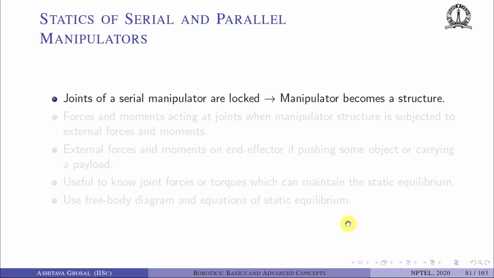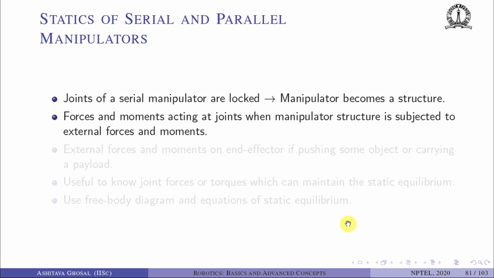So what do we mean by statics? We basically lock all the joints in a serial robot. And if we lock all the joints in a serial manipulator, the manipulator becomes a structure. So if you have a 3 degrees of freedom serial robot, and so there are 3 motors, and if you lock all these 3 motors, then the manipulator will not move. So the forces and moments acting at the joints when the manipulator structure is subjected to external forces and moment is the topic of statics of serial manipulators.